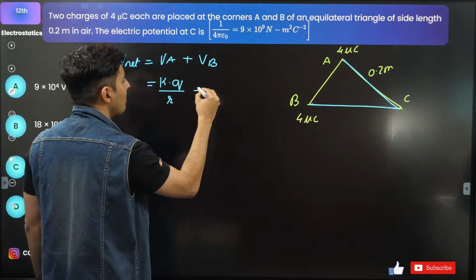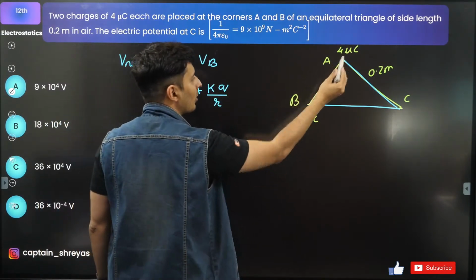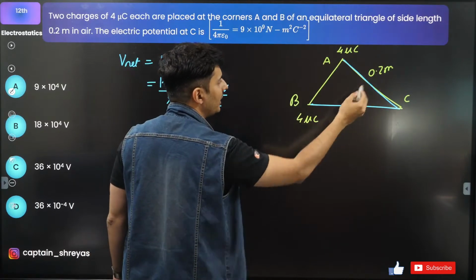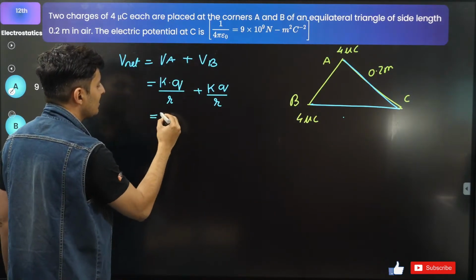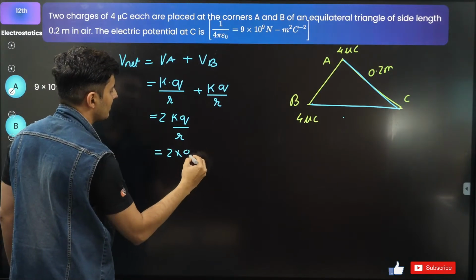Potential due to B will also be KQ divided by R. Q is same, 4. R is same, 0.2. So this will just become 2KQ divided by R. So now it's just a matter of substitution.